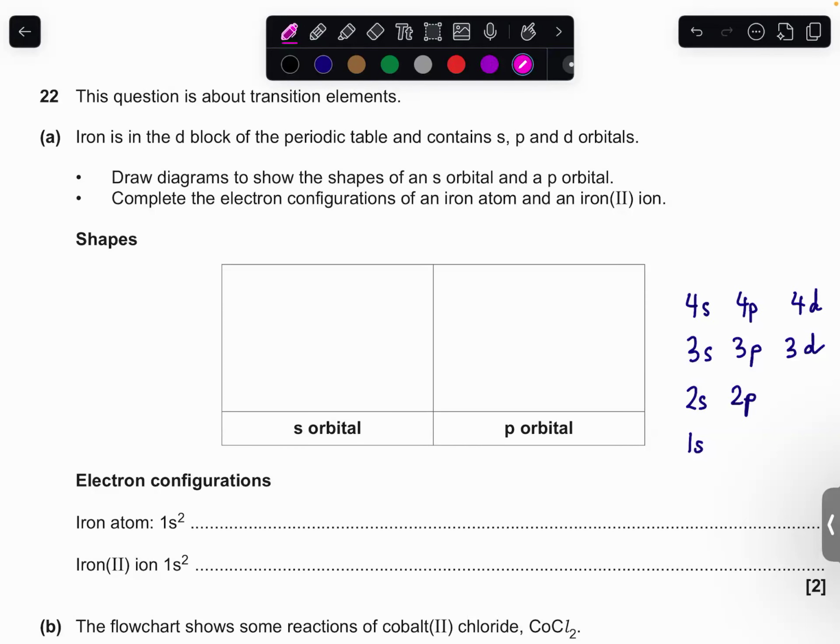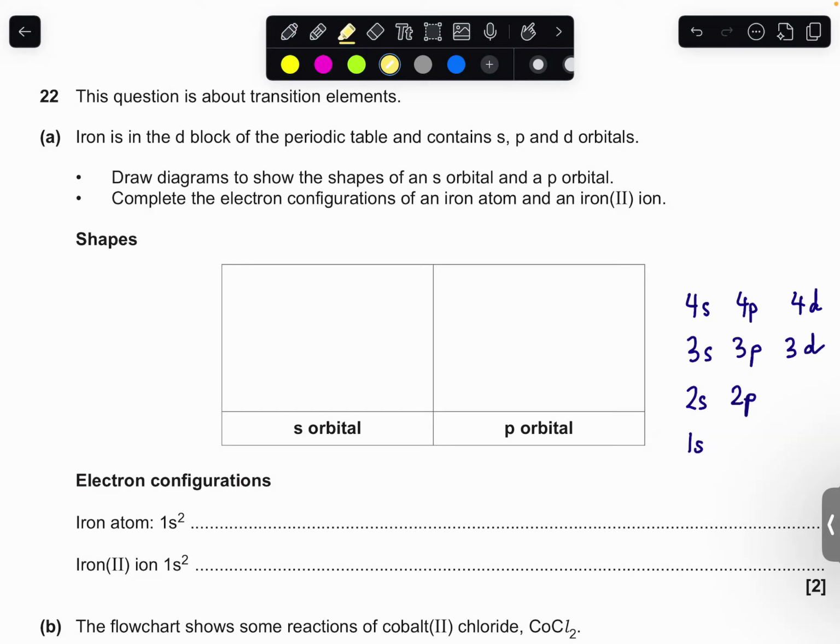We'll be looking at the June 2024 paper, question 22. In this question, it's asking you about transition elements.